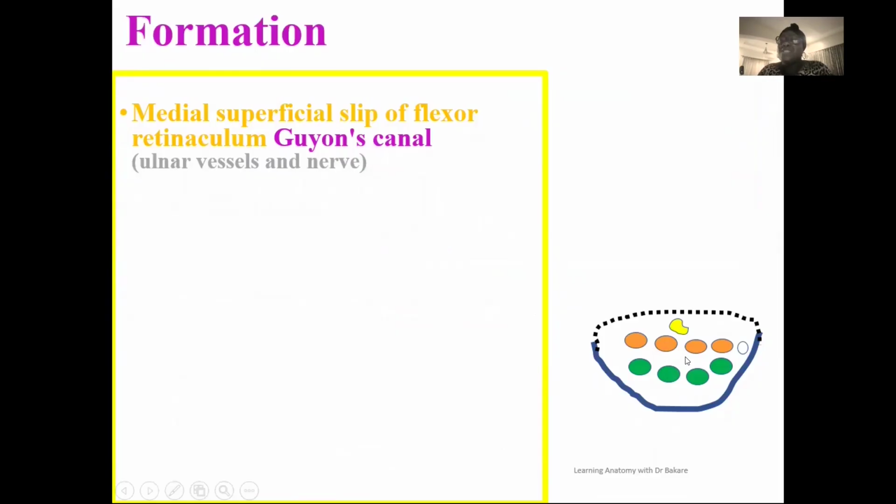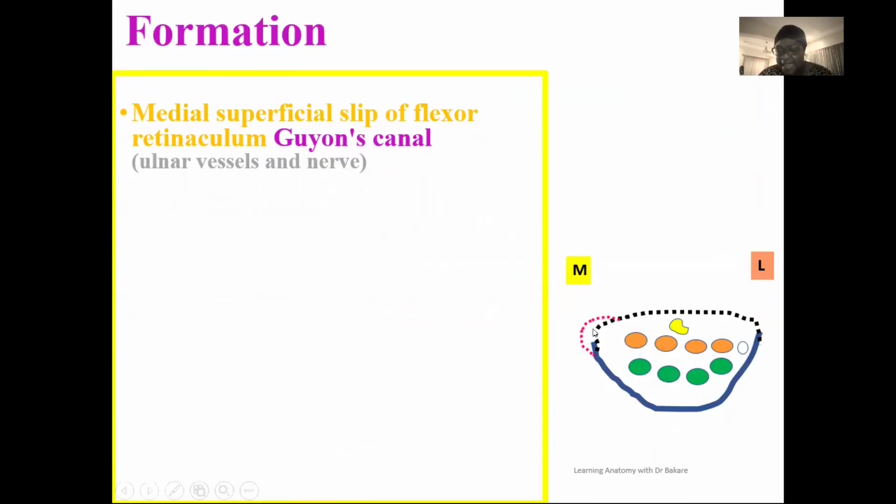So before we describe the formation of the Guyon's canal, let's first place this arrangement in its correct anatomical position. This is where we have the medial side, and on this other side is the lateral side. We say that on the medial side, we have a medial superficial slip that extends from the flexor retinaculum.